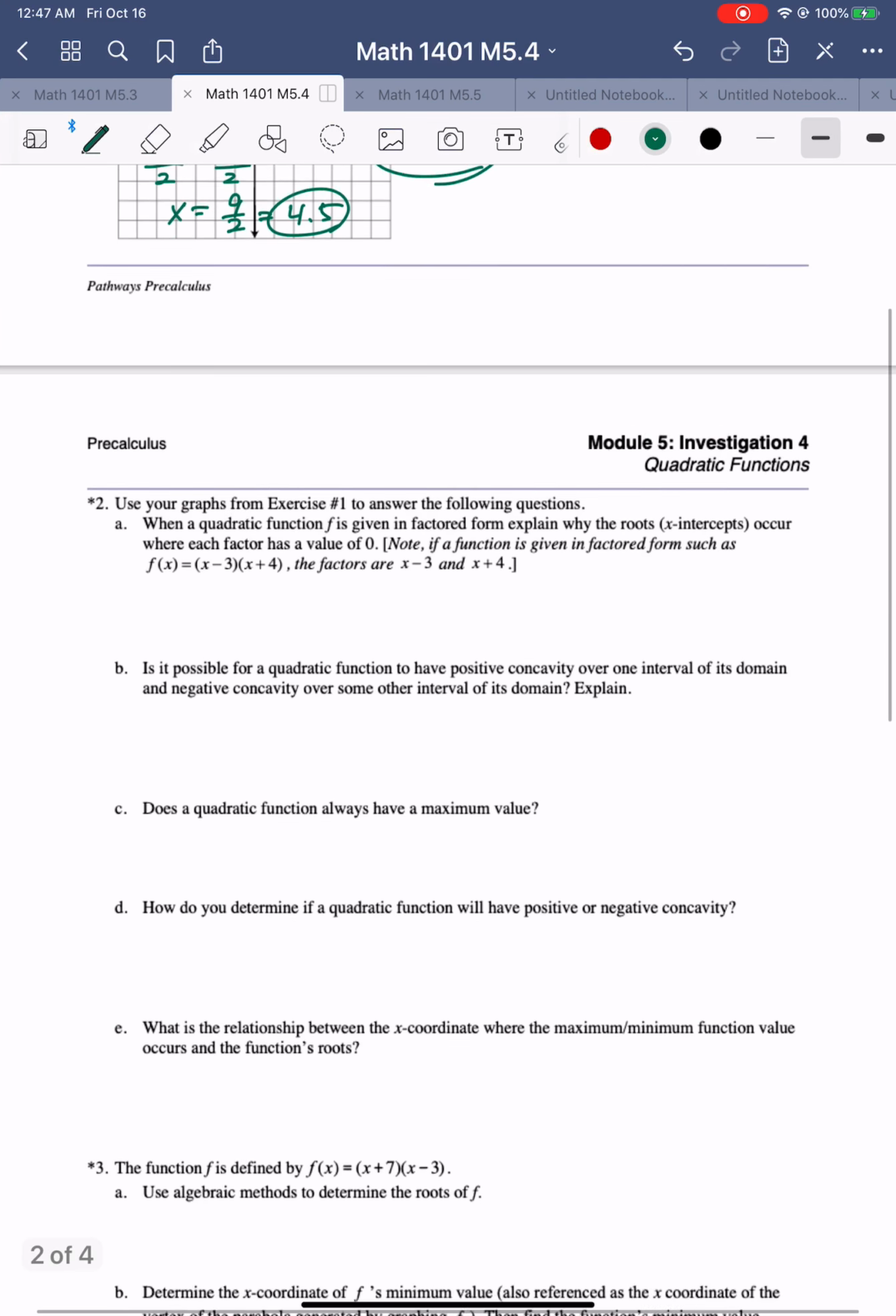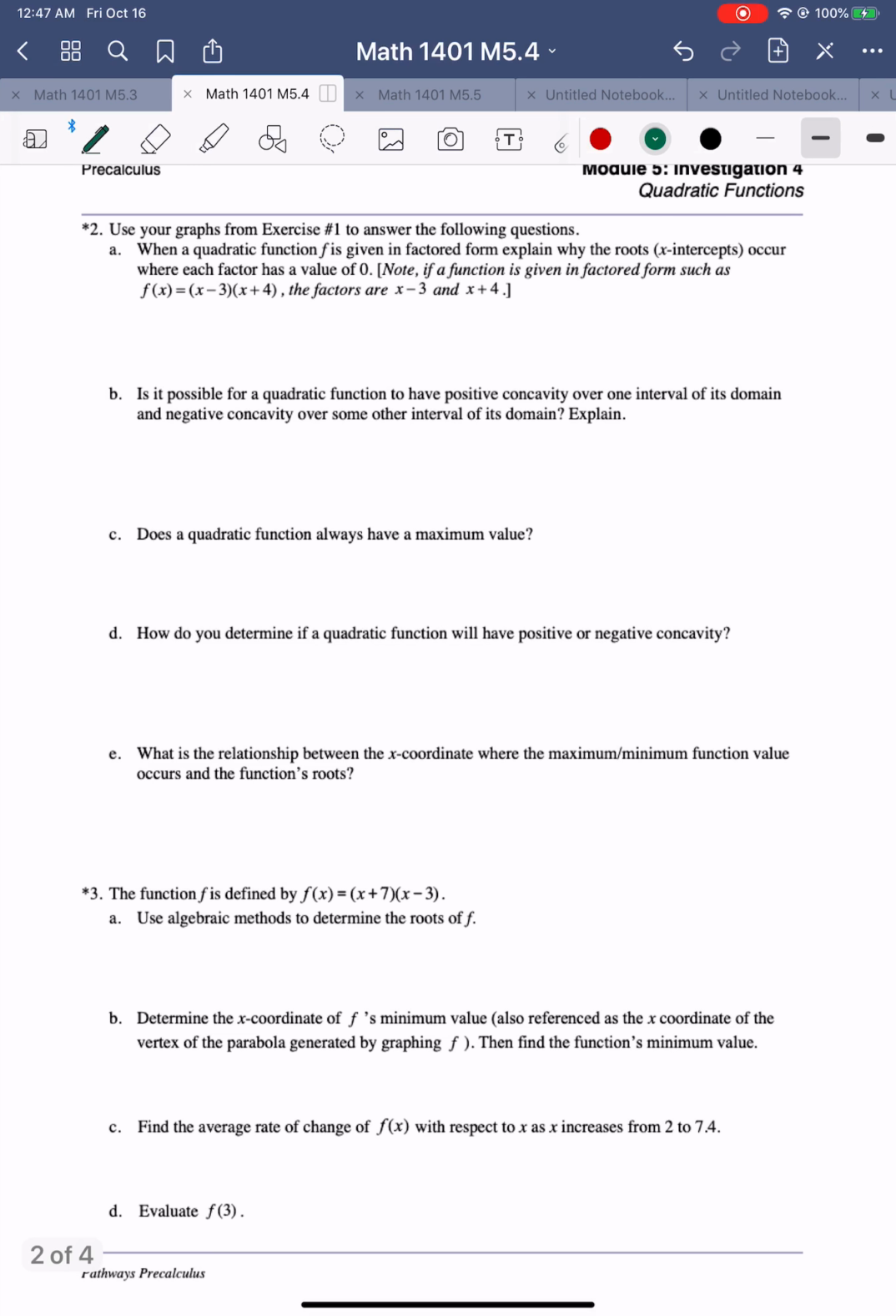All right, let's go to number 2. In number 2, use your graph from exercise 1 to answer the following questions. When a quadratic function f is given in factored form, which means you just have factors as a product, explain why the roots, the x-intercepts, occur where each factor has a value of 0.